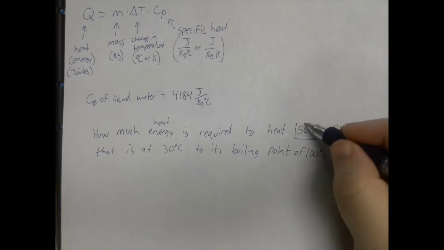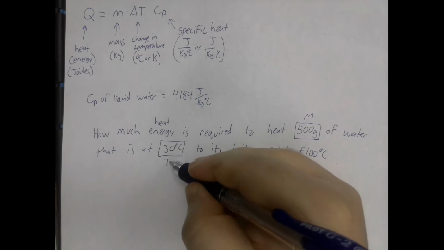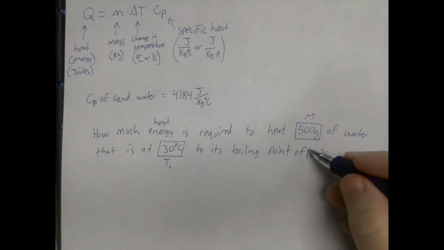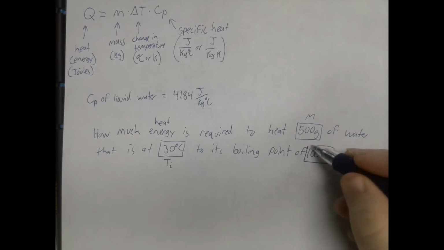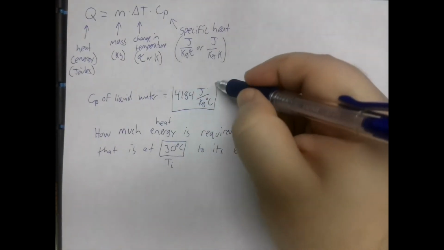So this is the mass. This is the initial temperature. Note that temperature uses a capital letter T. Time uses a lowercase t. This will be our final temperature. And this will be our CP.